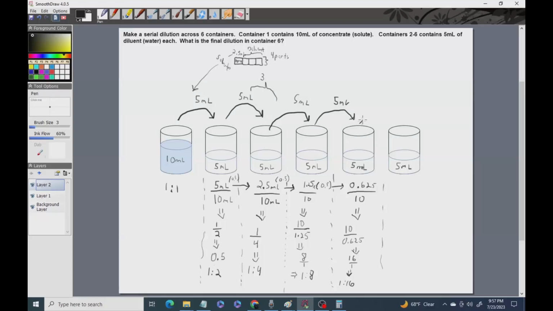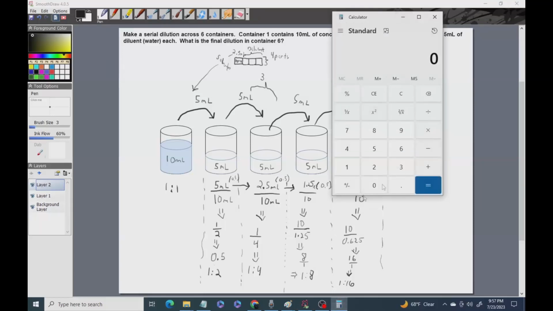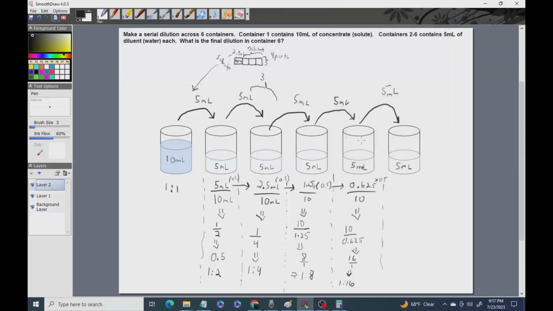We could take it one more step. Take 5 milliliters out. Use our multiplier. Don't have much room here. Times 0.5 is our multiplier. And we just need to multiply 0.625 times 0.5. We get 0.3125, which is 0.3125 out of 10.